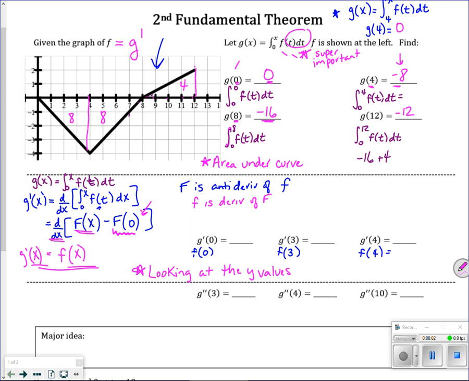Okay? I'm looking at the y values on g prime, which of course is equal to f. So for f of 0, my y value is 0. For 3, my y value is negative 3. For 4, my y value is negative 4. And I am literally reading those off.